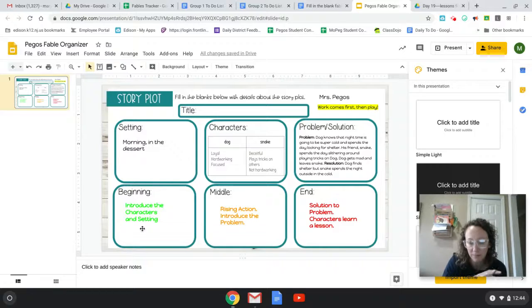All right, and then here I have beginning. Beginning of the fable introduces the characters and the setting. The middle will be the rising action and to introduce that problem. When we think of like a plot mountain, we're going up. And then the ending would be like the solution to the problem and the characters learning a lesson, that ending part of that plot mountain.